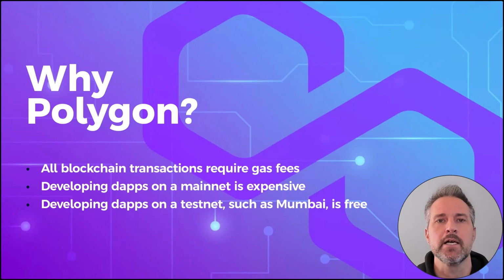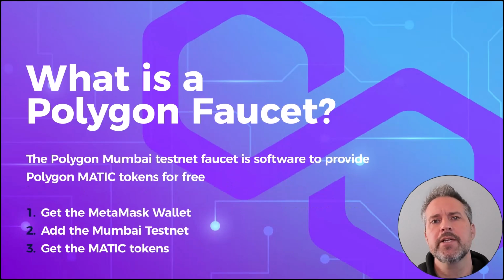So why use Polygon? Well, all blockchain transactions require gas fees. Developing dApps on the mainnet is expensive because you literally need to pay those fees. However, developing dApps on testnets is completely free. So what's a Polygon faucet?